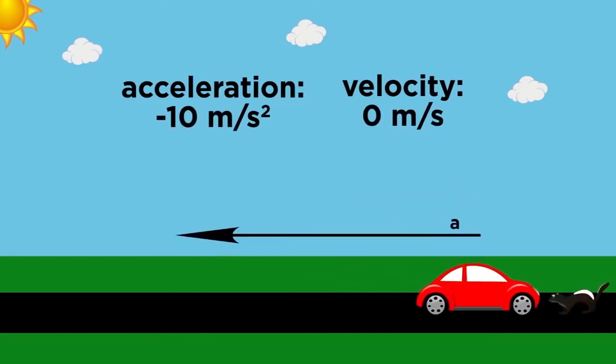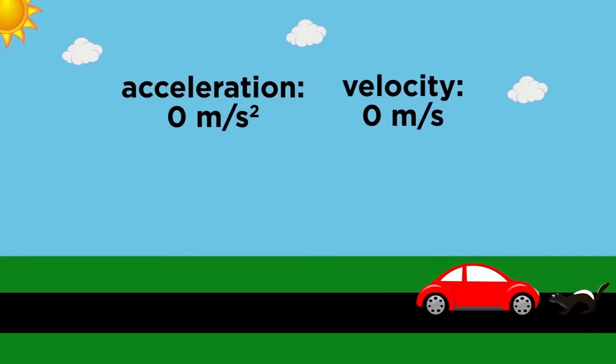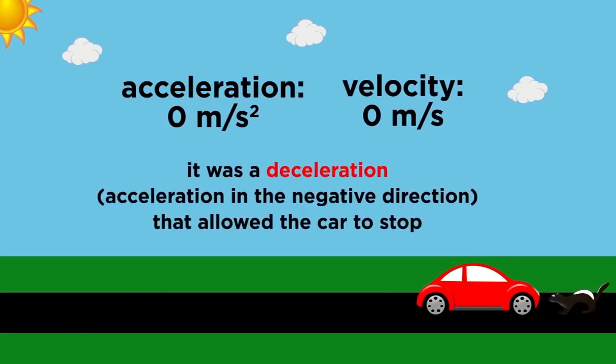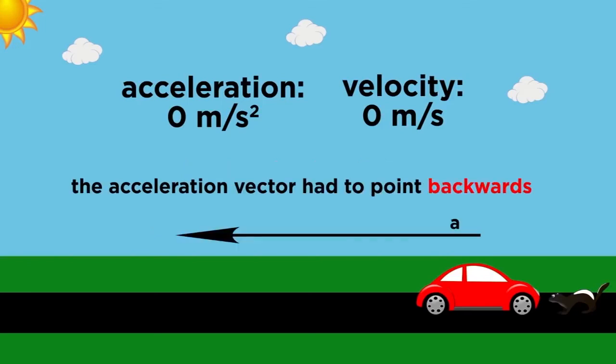Let's say you see a skunk in the middle of the road. It's your most favorite animal, so you slam on the brakes. We can describe this as a deceleration, which is an acceleration in the negative direction. Since you are going from a moderate speed to a standstill in a very short amount of time, this vector will be quite long and pointing back towards the origin.